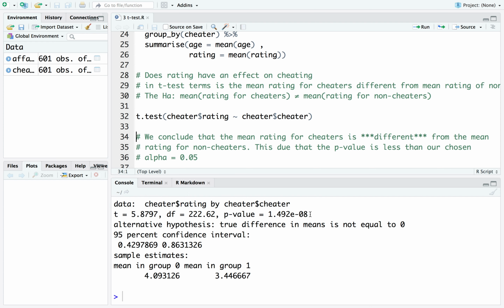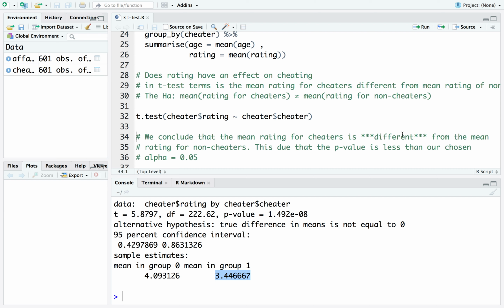And we see that the p-value is very small. We have our difference, we are 95% confident that our difference is between two numbers that do not contain the value of 0. And the mean rating for people that do not cheat is 4.09, and the mean rating is 3.44 for the cheaters. We will conclude that the mean rating for cheaters is different.